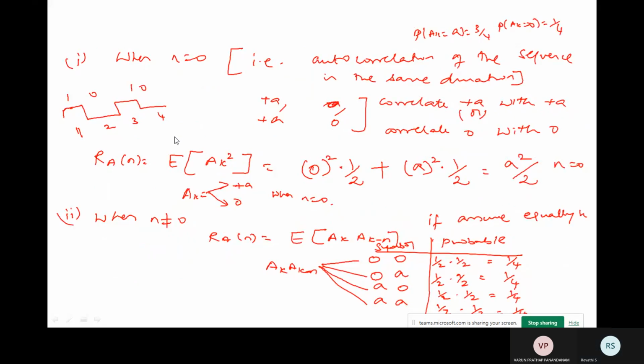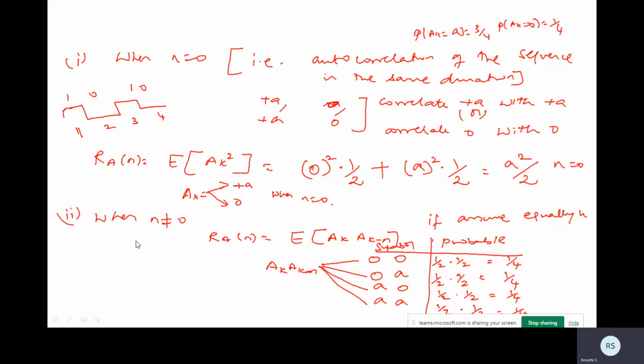Now we are trying to find out what RA of n is. When n equals 0, that is autocorrelation of the sequence in the same duration. N equal to 0 means we are correlating the same duration, so it may be either A only or 0 only. If it is 1, then we have plus A squared into the probability 1 by 2, or if it is 0, then 0 into 0 into 1 by 2. So we got RA of n, which is the expectation of A square, equal to A square by 2 when n is equal to 0.